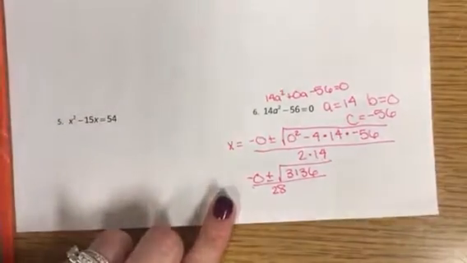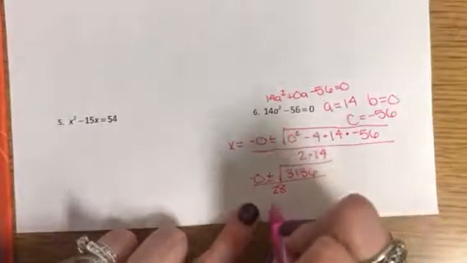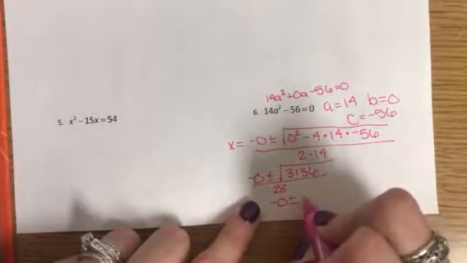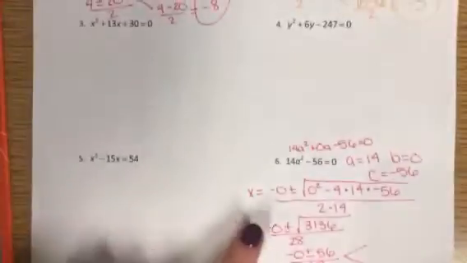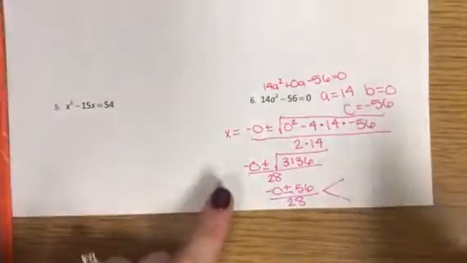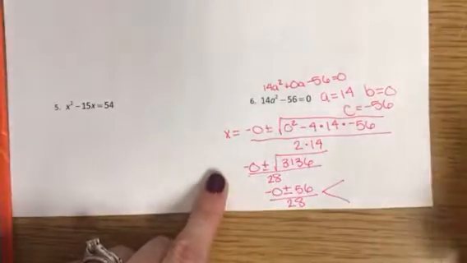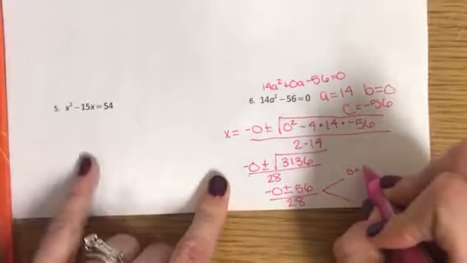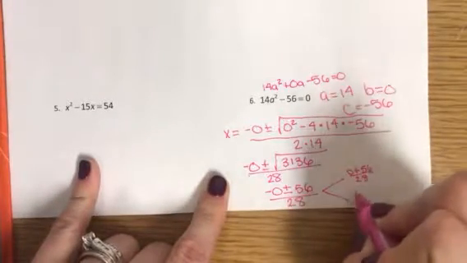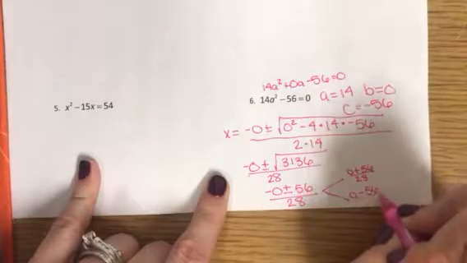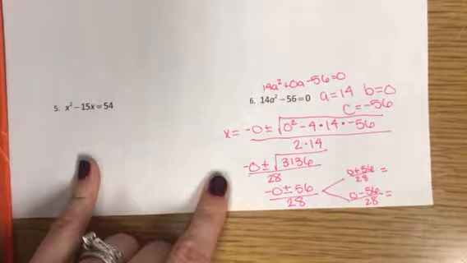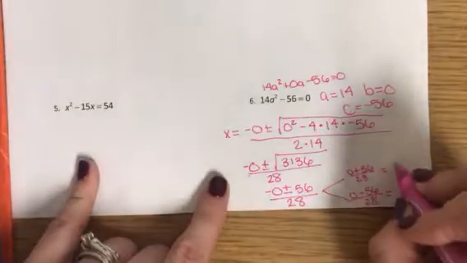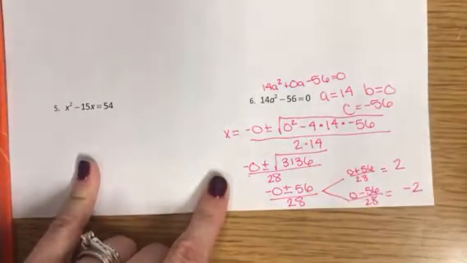I'm going to take the square root of that 3,136, so I'll get negative 0 plus or minus 56 all over 28. Oops, sorry. Right, 0 doesn't really matter if it's positive or negative, so I just need 0 plus 56 over 28 and 0 minus 56 over 28. So the 0 doesn't really matter, so all I'm doing is 56 divided by 28 and negative 56 divided by 28, which will give me 2 and negative 2.